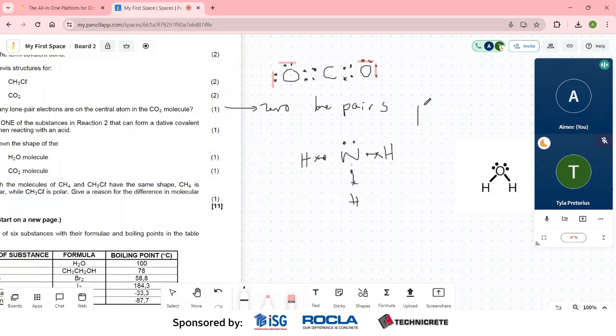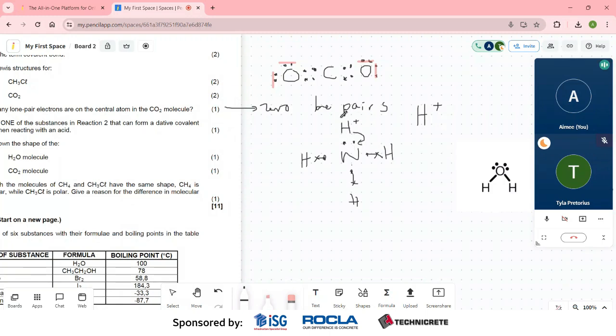A dative covalent bond would be, for example, if you've got NH3 in a reaction vessel with H positive, so a hydrogen ion that's lost its only valence electron. If this hydrogen comes and bonds to this side of this molecule, it forms a dative covalent bond. Why? Because it's sharing electrons. This hydrogen atom is sharing electrons with the nitrogen atom, but both of these electrons belong to nitrogen. This was the lone pair that belonged to nitrogen.